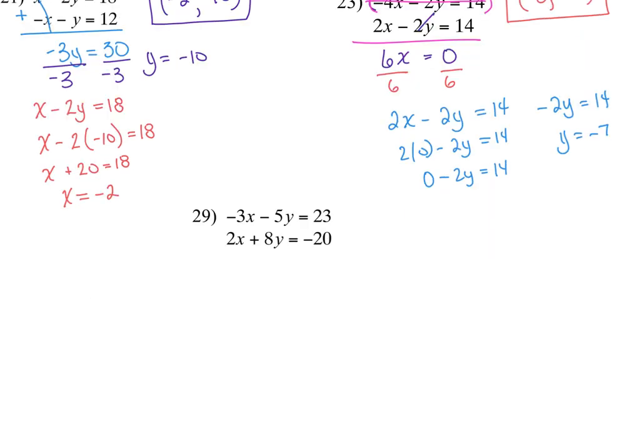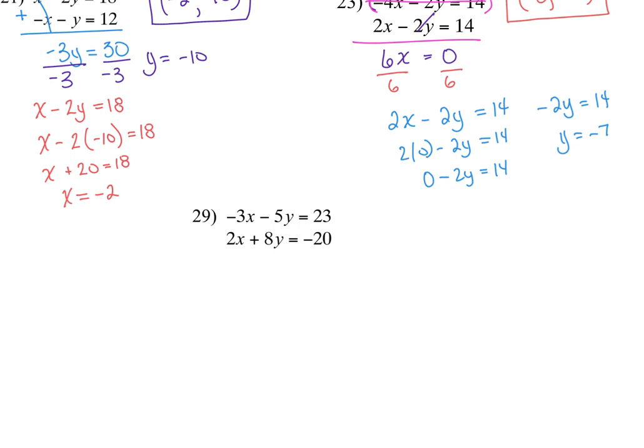So for this one, I'm going to do the easiest one. If I look at the x's, I have 3 and 2. And if I look at the y's, I have 5 and 8. Which one of those has the smallest least common multiple? Yeah, the x's. I would much rather get 6x here than 40y, right? That's going to give me much larger numbers.